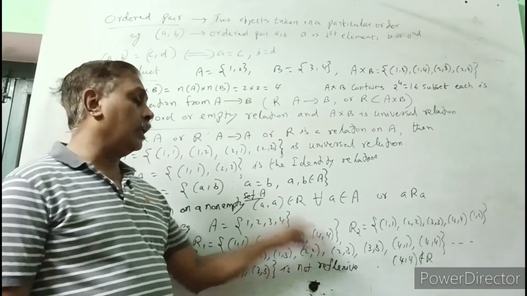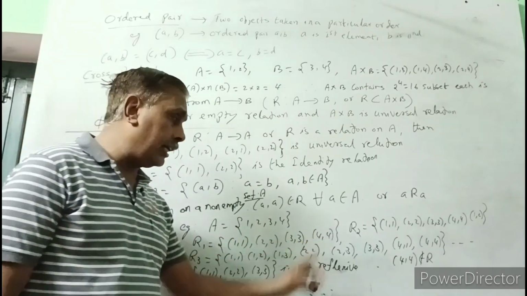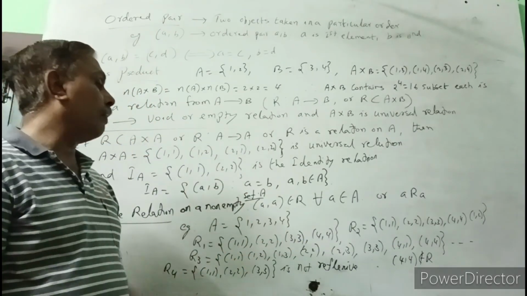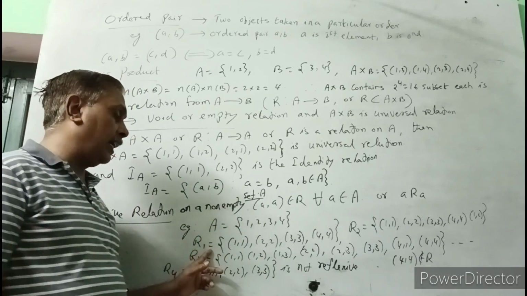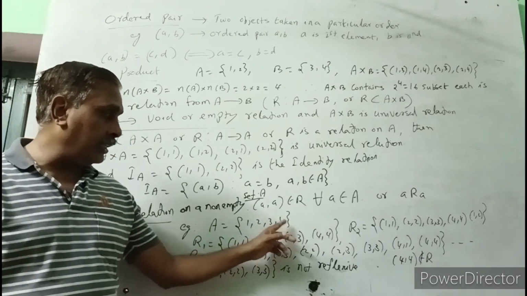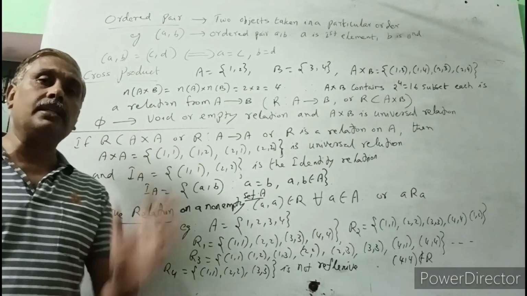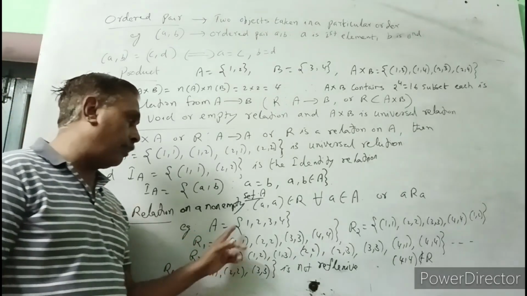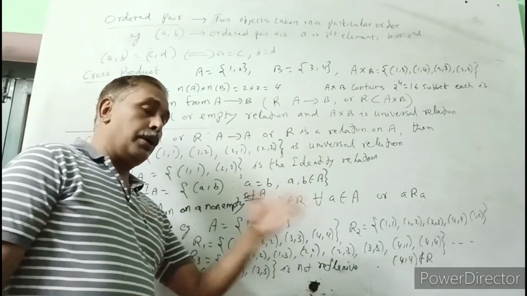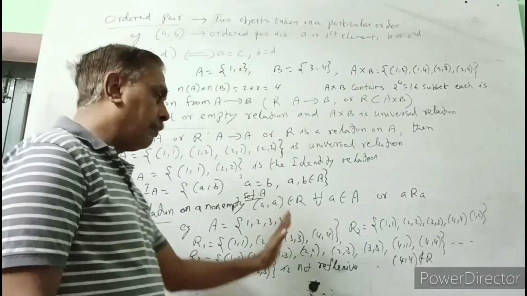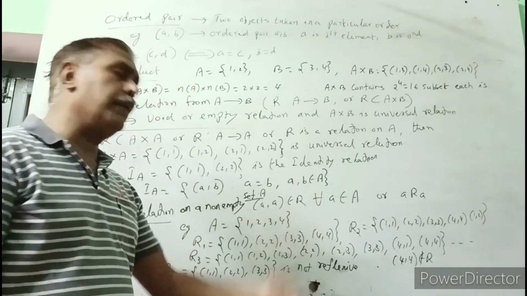One of the relations I wrote here is (1,1), (2,2), (3,3), (4,4). This is an identity relation as well as a reflexive relation. If I want to say this is a reflexive relation, each of these elements must have an equal pair present: (1,1), (2,2), (3,3), (4,4). None of them must be missing. Every one must be present. Additional elements are also possible.